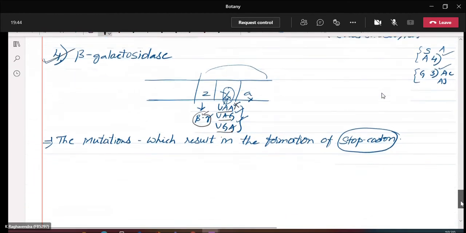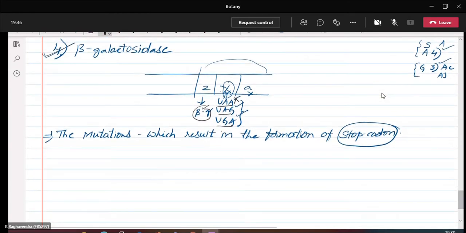I think you are clear with the lac operon. Additional information, as usual: we are going with the regular information of the NCERT, then the package, and then additional information later after completing the chapter. So after this, we will take up HGP.